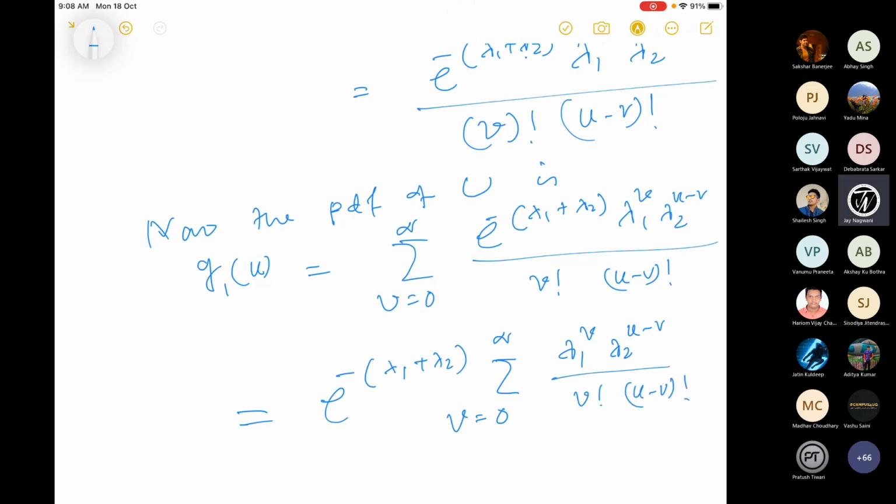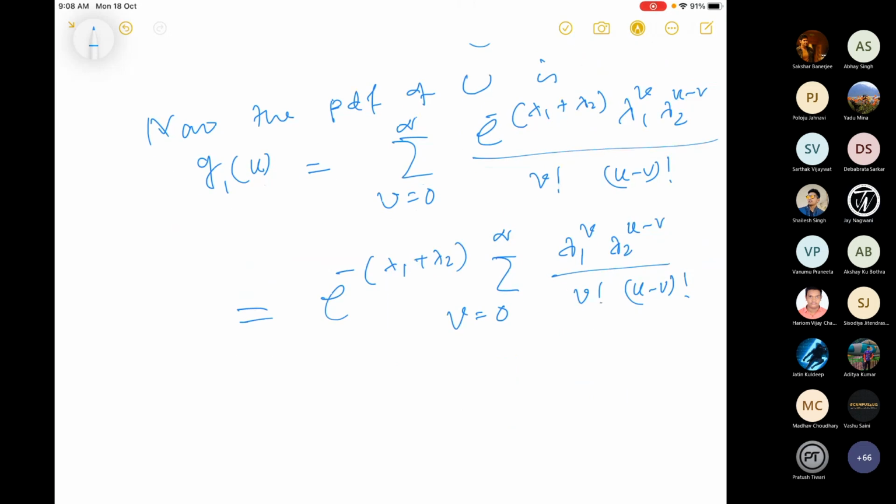Can you see lambda 1 to the power v is also constant? Can you repeat this? I could not hear you. So lambda 1 to the power v is also constant. Okay, no, v is there.